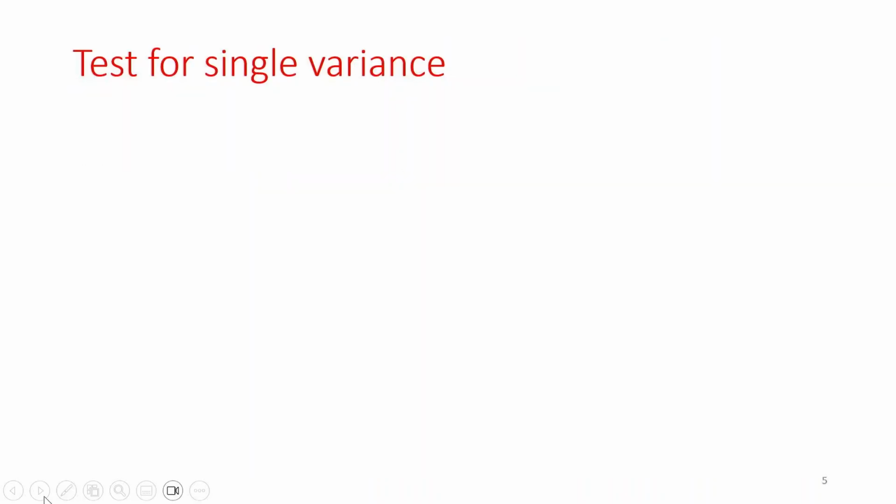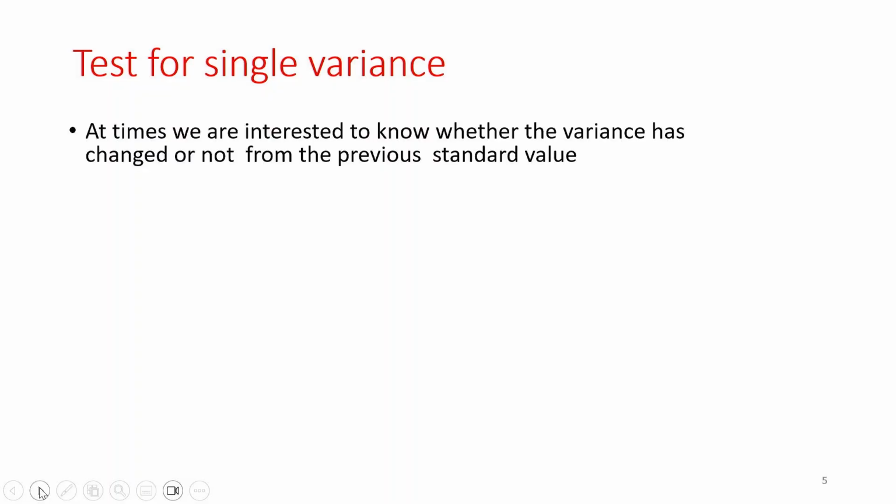Now we go to the next topic. Again, hypothesis testing, test for single variance. This also we need to test. What happens at times is we are interested to know whether the variance has changed or not from the previous standard value. Variance means standard deviation. So it is a measure of variability.